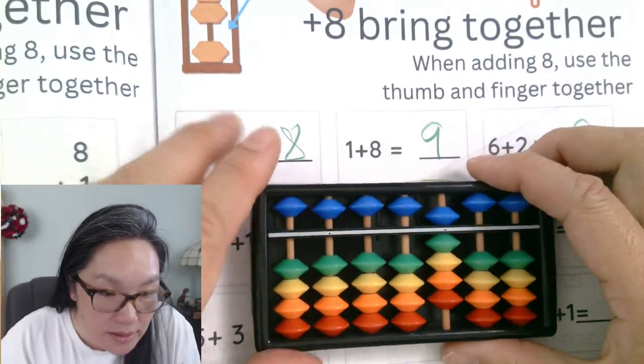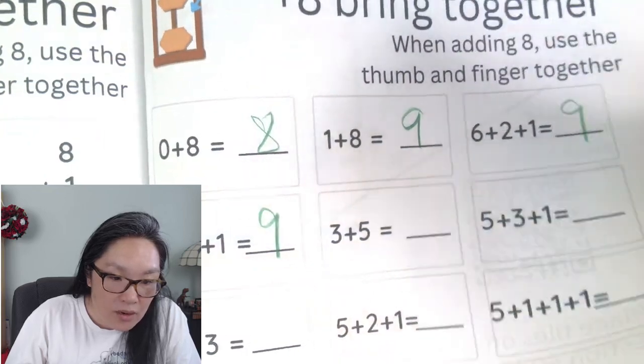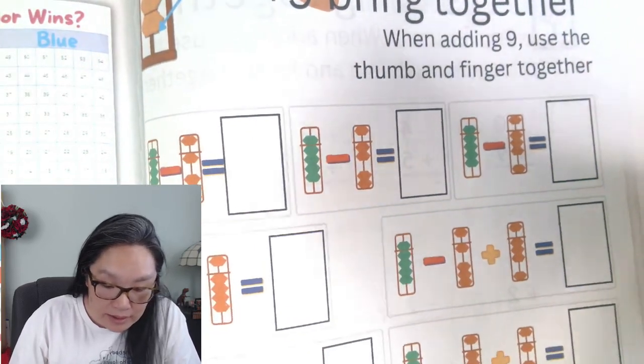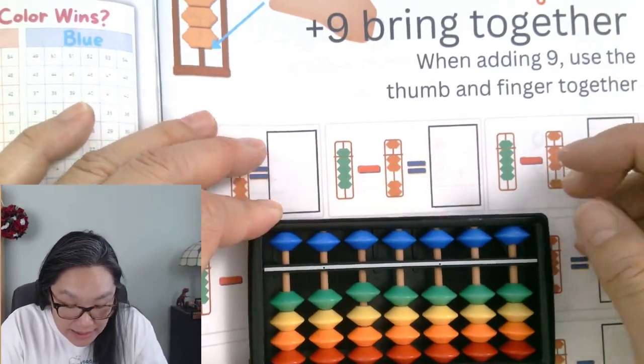Abacus is basically removing bit by bit while seeing what's the number left. Yes, exactly. We're actually just moving the beads, and that's exactly what it is. Thank you, Ethan. That is exactly what it is.